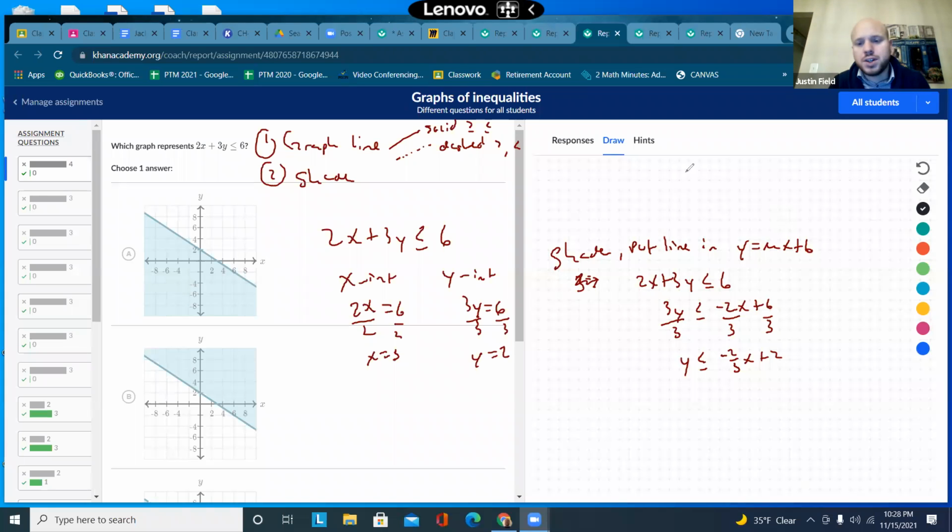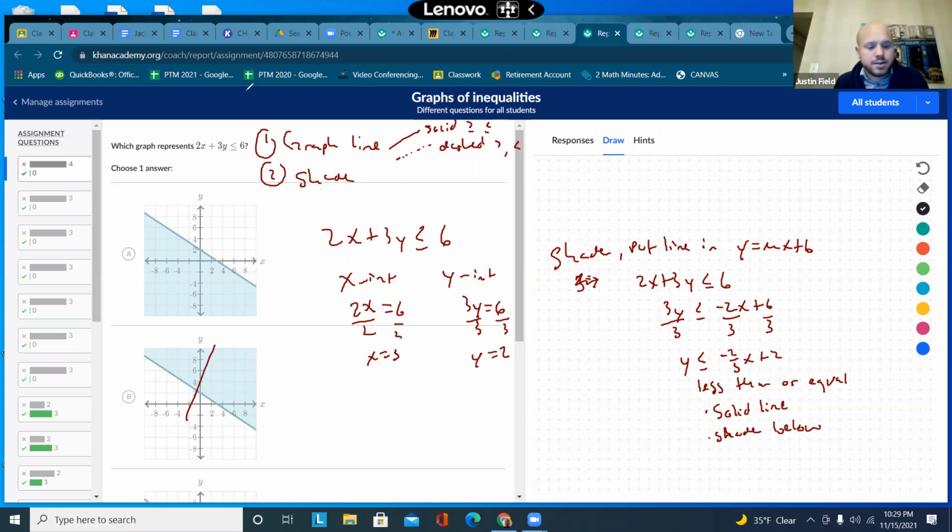All right, so once you have the line in slope-intercept form, of course you could just do that to graph it, but this helps us know where to shade it, because this says less than or equal. So that means we want, number one, a solid line, and we want to shade below that line.